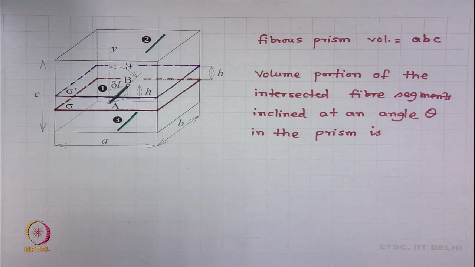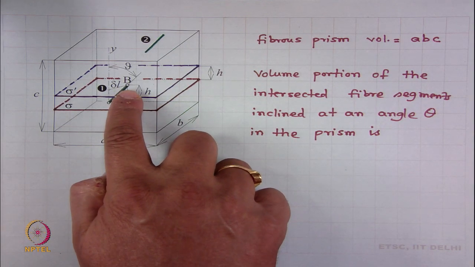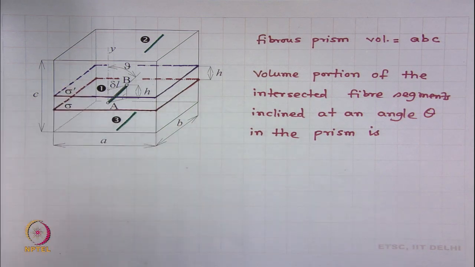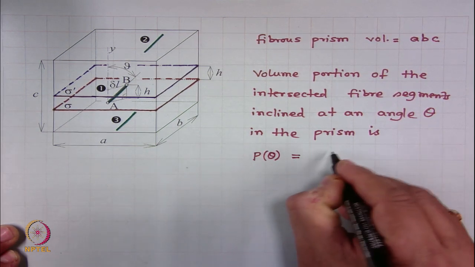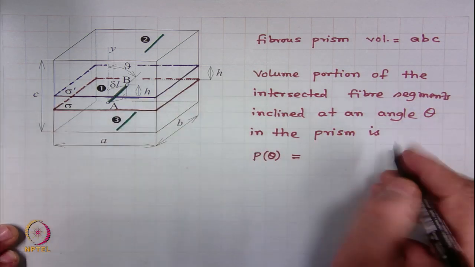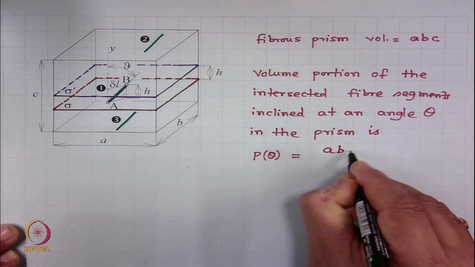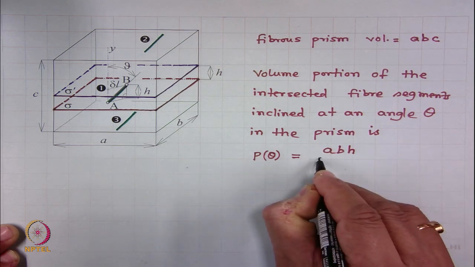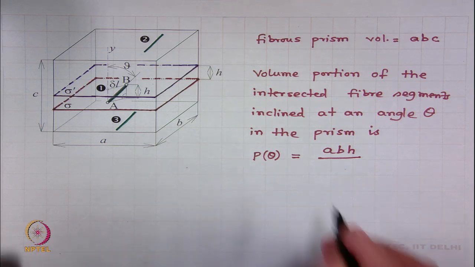Now, if a fiber segment is intersected by these two planes, then its upper end must lie in between these two planes sigma and sigma prime. So, the volume occupied by the intersected fiber segments will be the ratio of the volume of this space in between these two sectional planes, that is length into breadth into height, divided by the volume of the entire fibrous prism, that is A multiplied by B multiplied by C.